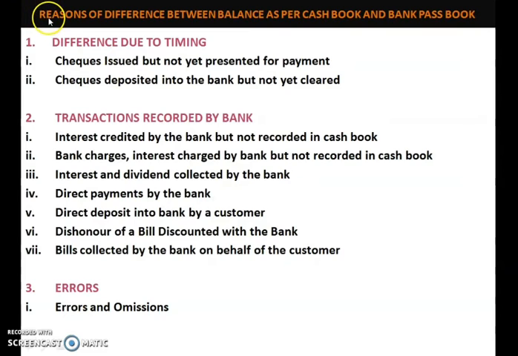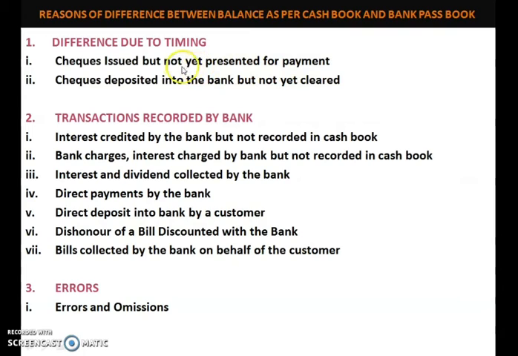Now let us see what the different reasons for the difference between the cash book and passbook are. The first reason is that they are classified into three parts. The first reason may be because of a difference in timing. Under this category is the check issued but not yet presented for payment.